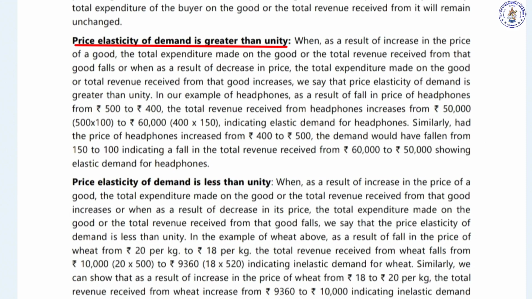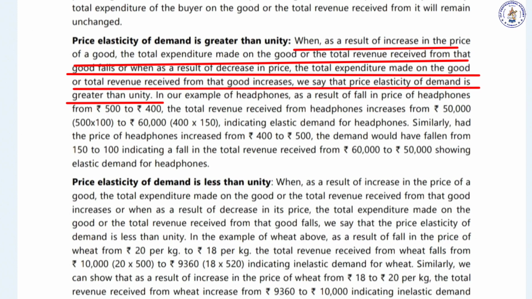When is it greater than unity? When the result of an increase in the price of a good decreases the total expenditure on the good or decreases the total revenue from the good, or a decrease in price increases the total revenue, then we say that price elasticity of demand is greater than unity.